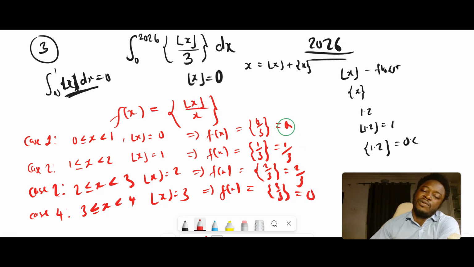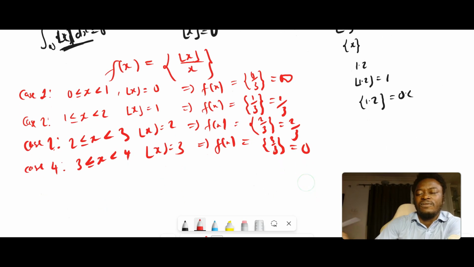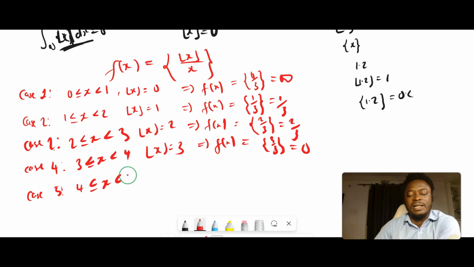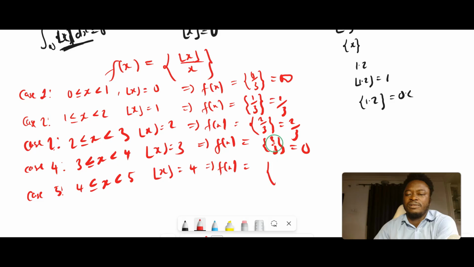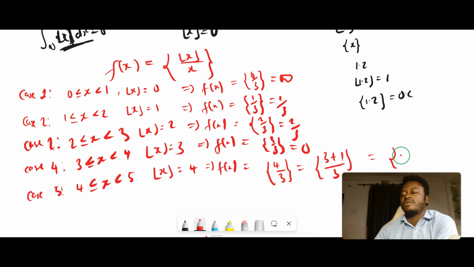Now we have 0, we move to 1 third, 2 thirds, and we get 0. Let's see what happens in the next interval. Case 5, where 4 is less than or equal to x, less than 5. The floor of x will be 4, and this means that f of x would be the fractional part of 4 divided by 3, which is the fractional part of 3 plus 1 divided by 3, which is the fractional part of 1 plus 1 third, which is just 1 third.